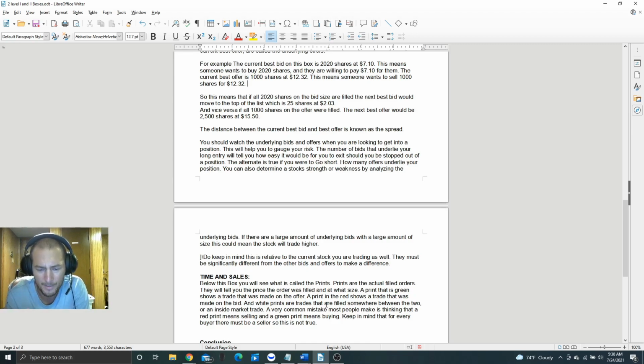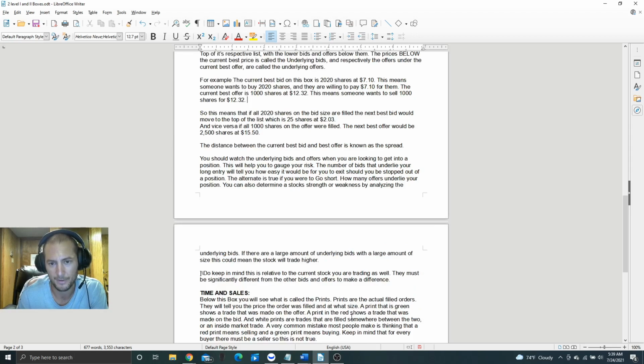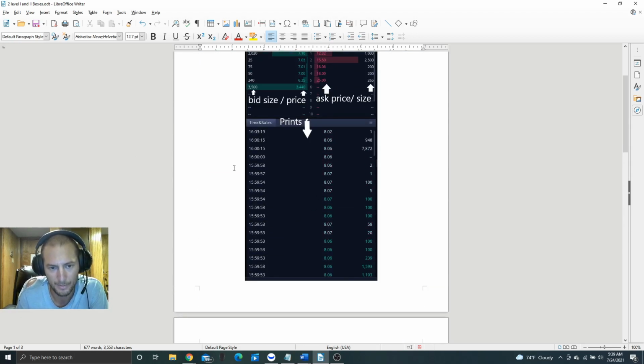So a very common mistake that a lot of people make is thinking that a red print means selling and a green print means buying. So keep in mind that for every buyer there's a seller, and for every seller there has to be a buyer. So this just isn't true. That's not how it works. So the green prints are prints that fill on the offer, and the red prints are prints that fill on the bid. So let's go up here and look at this.